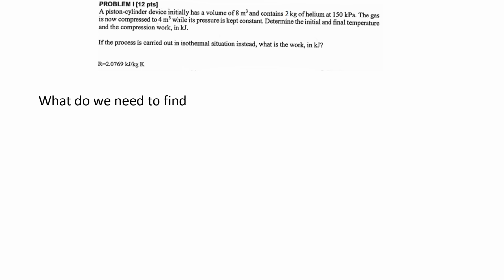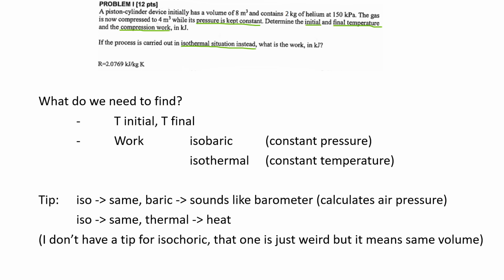So what do we need to find? They want the initial and final temperature for isobaric compression, and they want the work for isothermal compression. So here I broke it down. Isobaric, it sounds like barometer, and that's a tool to calculate air pressure, so you know that it's same pressure. Isothermal, thermal like thermometer, same heat. For isochoric, just remember that one.